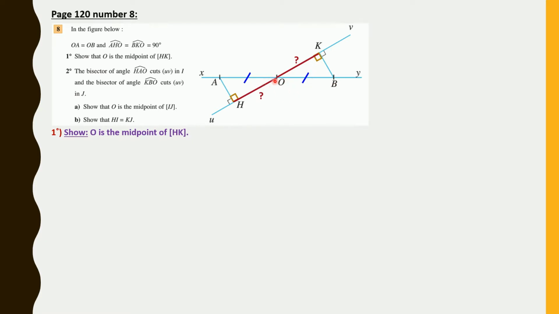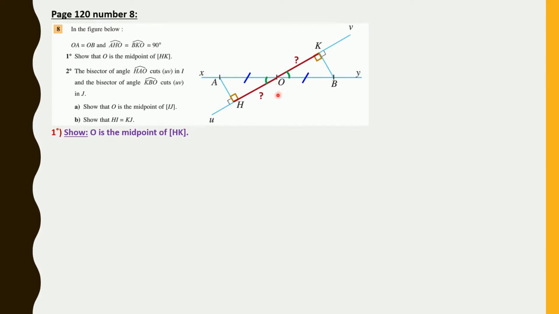First, we can notice that side OA equals OB. It's given. Now we need to prove that the two angles adjacent to side OA, at vertex O and at vertex A, are respectively equal to the two angles adjacent to side OB, at vertex O and at vertex B. Here we notice that angle AOH equals angle KOB, vertically opposite angles are equal. All we need to do now is to prove that angle OAH is equal to angle OBK.